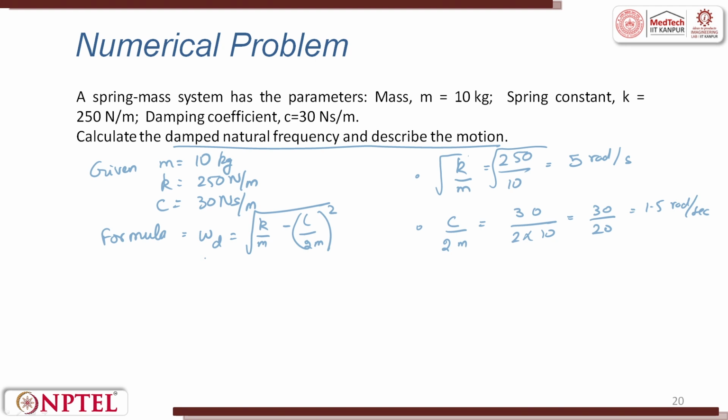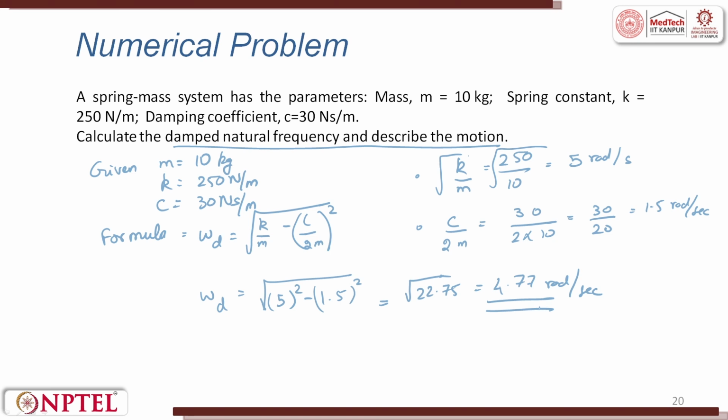Now, substituting back into the equation, omega d is equal to the root of 5 square minus 1.5 the whole square, which is the root of 22.75, which is 4.77 radians per second. So, it is approximately 4.7 radians per second.